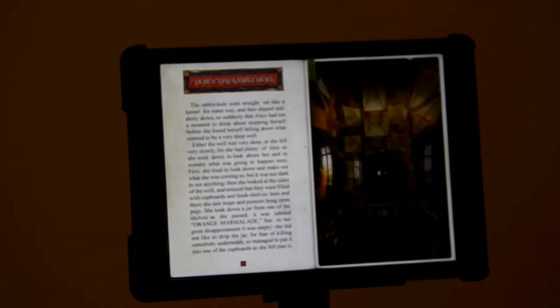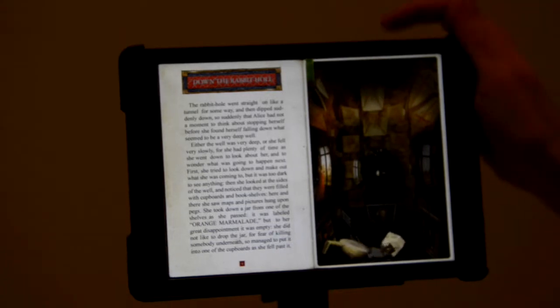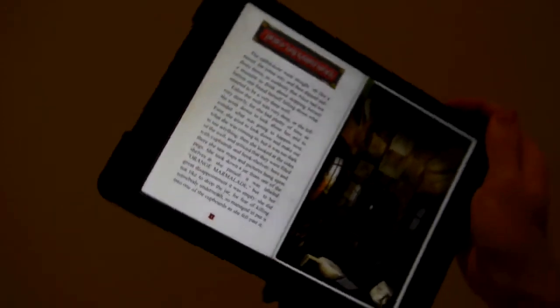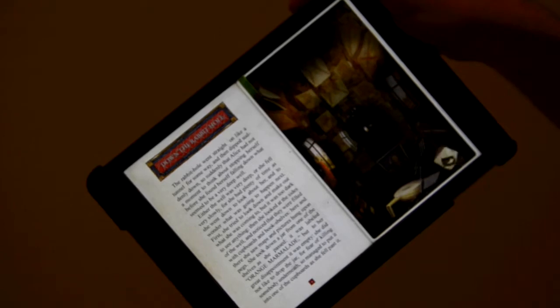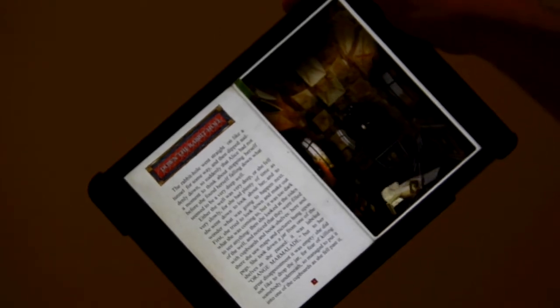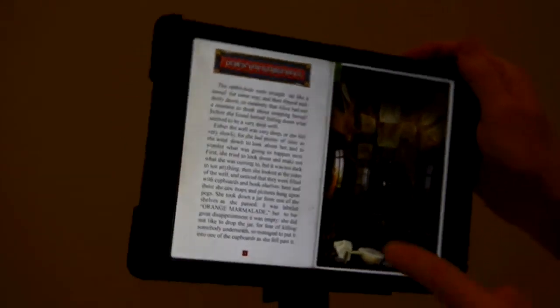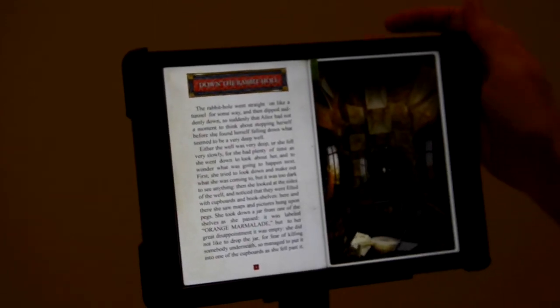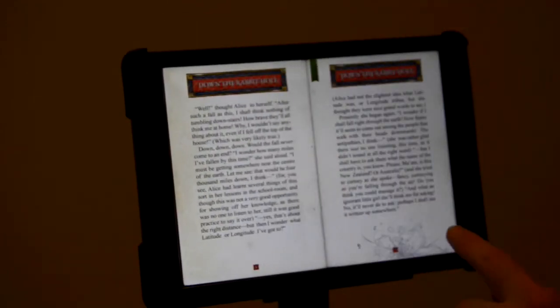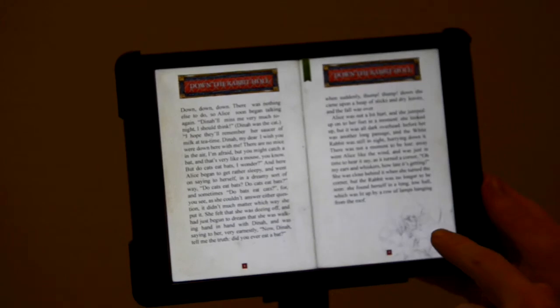When she thought, the rabbit hole went straight on like a tunnel for some way, and then dipped suddenly down, so suddenly that Alice had not a moment to think about stopping herself before she found herself falling down what seemed like a very deep well. For she had, well, down.